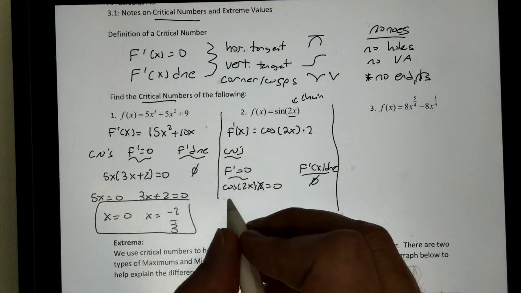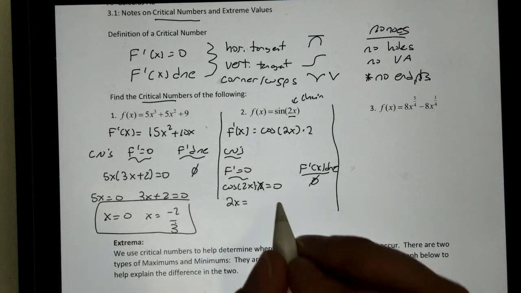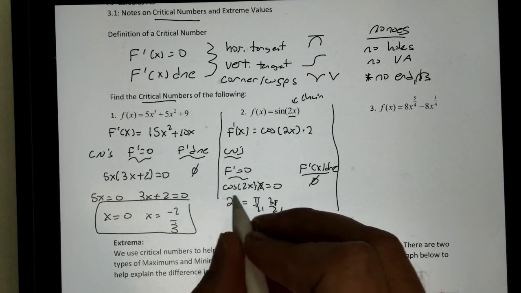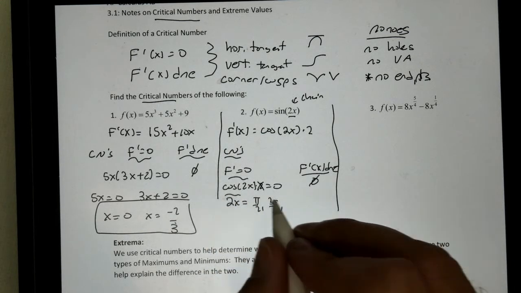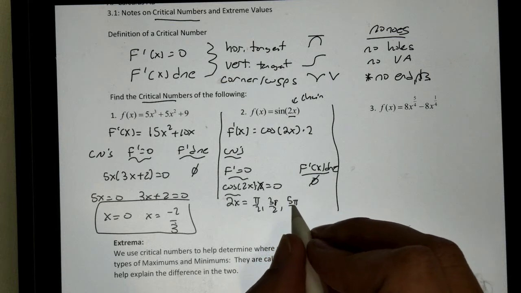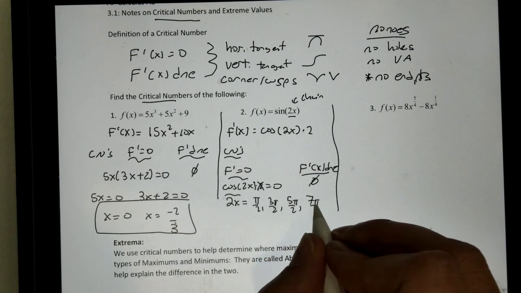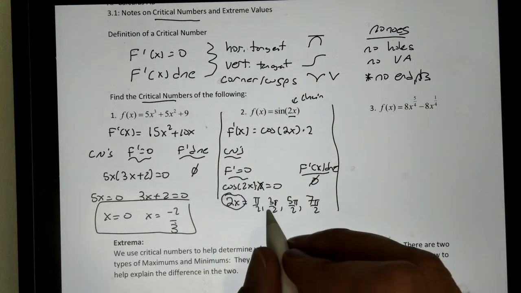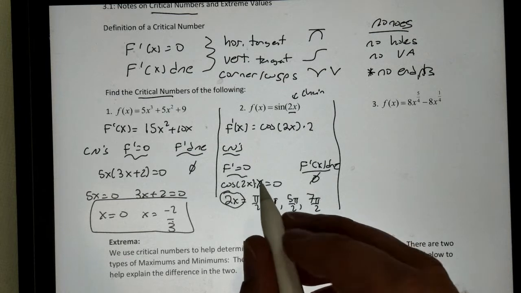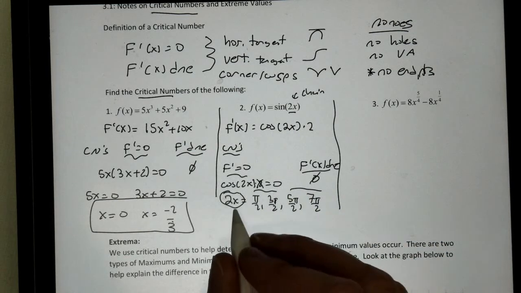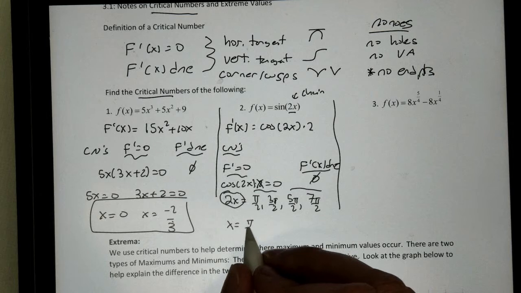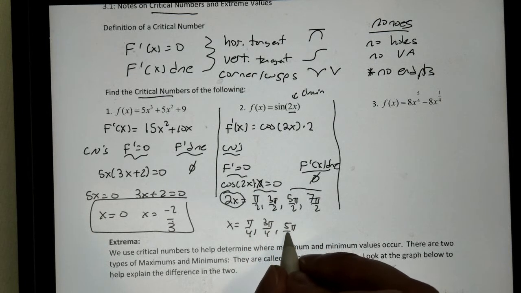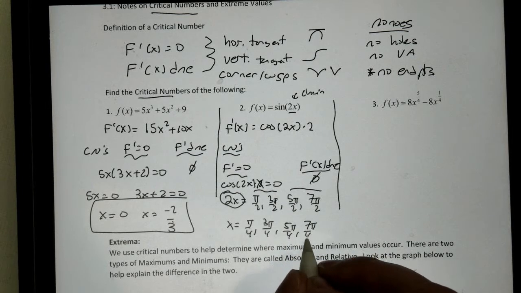So I just think, well, where is cosine equal to 0? Well, cosine is equal to 0 at pi over 2, 3 pi over 2. Be careful, I've got to go around twice. So that's going to make this 5 pi over 2 and 7 pi over 2. Be careful, this 2x right here says we're going around that unit circle 2 times. So this is 1 time right here, and there's the second time. And now I divide by 2. I get pi over 4, 3 pi over 4, 5 pi over 4, and 7 pi over 4.